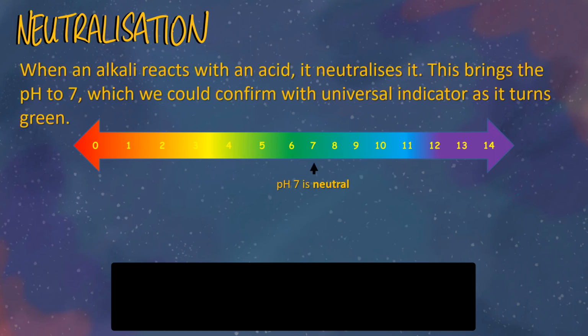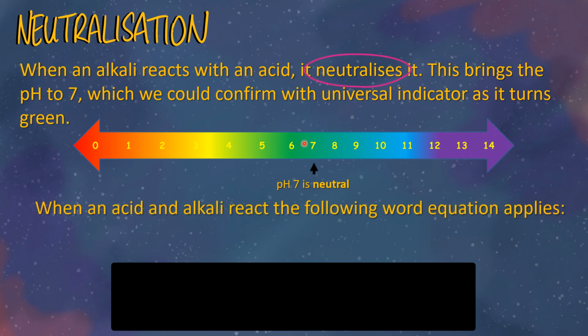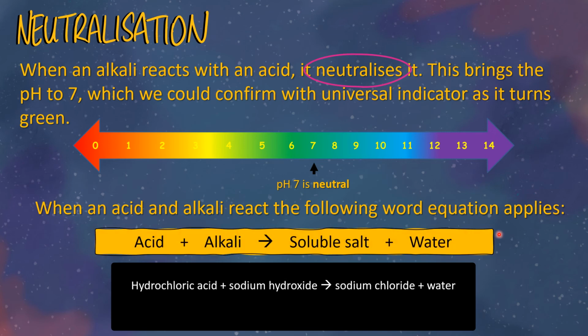So when an alkali reacts with an acid, it neutralizes it. This brings the pH to 7, which we could confirm with a universal indicator as it would turn green. So 7 is in the center of the pH scale. If you have an acid and an alkali, they will cancel each other out and you will end up with a neutral solution. So when an acid and alkali react, the following word equation applies. An acid plus an alkali goes to a salt plus water.